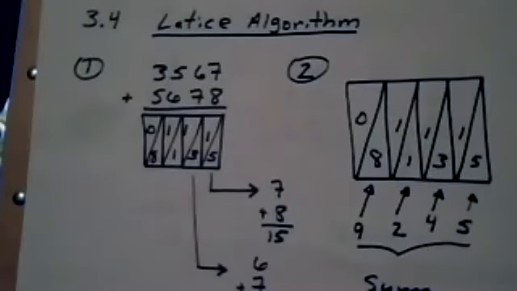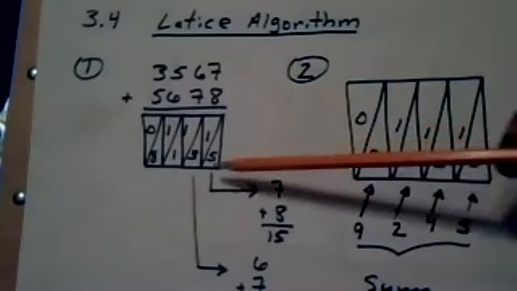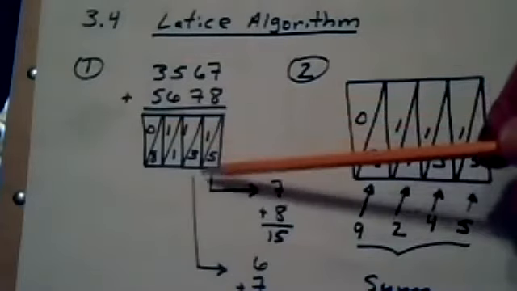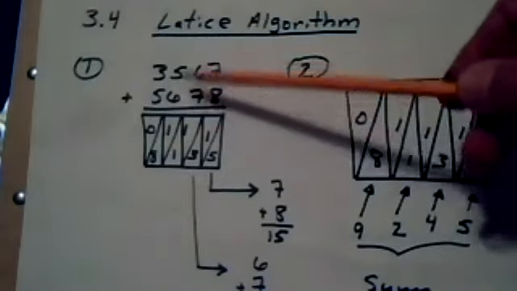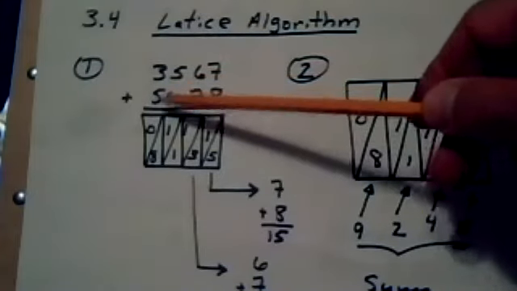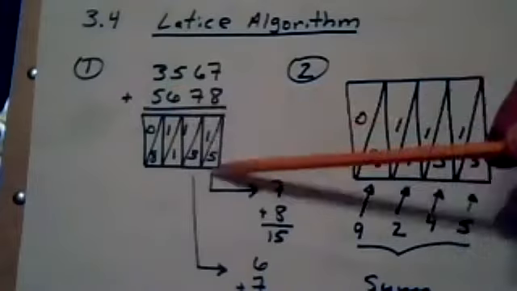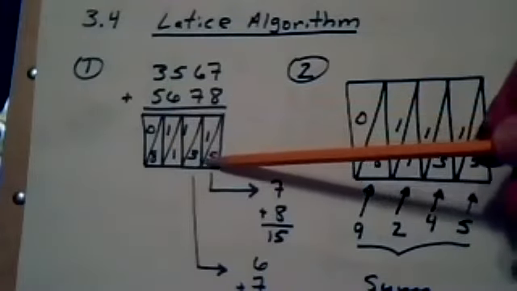This is called the lattice algorithm. Notice the little box. The number of columns this little box has is the number of columns the number has. So it's 1, 2, 3, 4 columns. So there's 4 columns in the lattice. Notice there's a diagonal crossing each little bar.